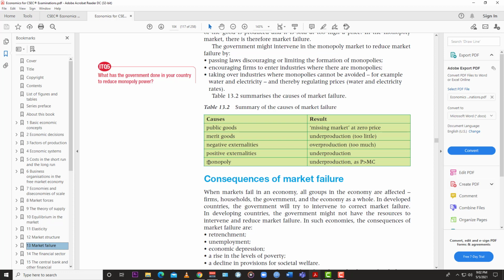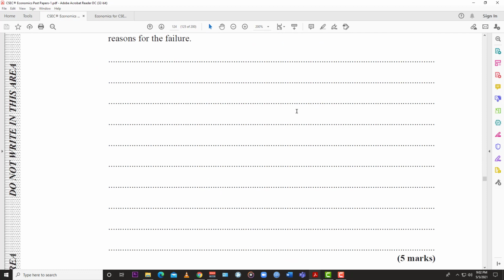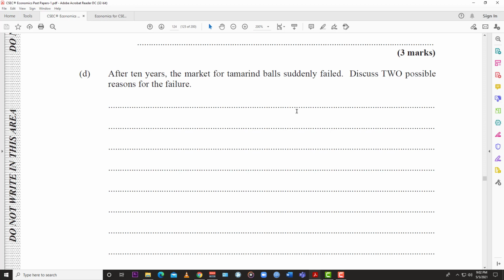Because one firm buys up all the smaller firms that make tamarind balls, and then all of a sudden just one firm is the go-to for tamarind balls. And with that, you have a monopoly being established in the tamarind ball market. And so if there's a monopoly in a market, then the market would have failed. That's why we consider it a market failure right there.